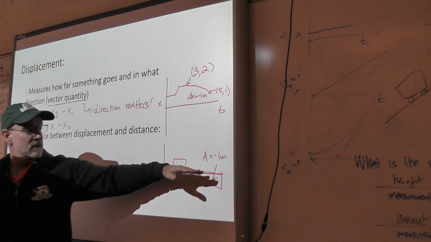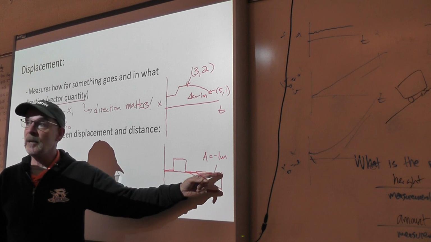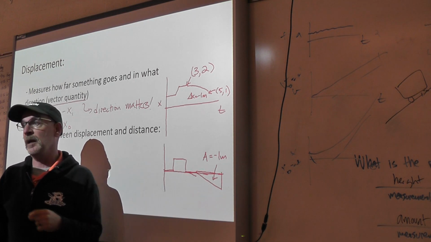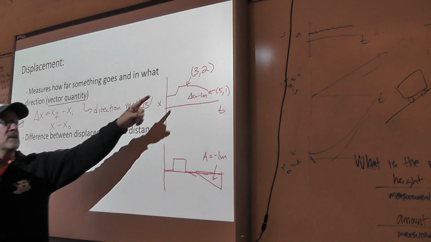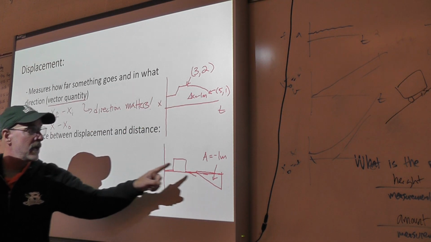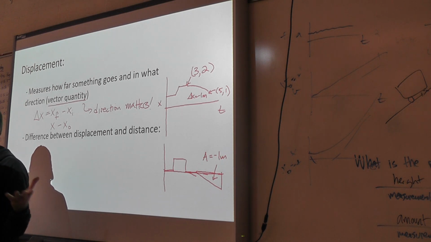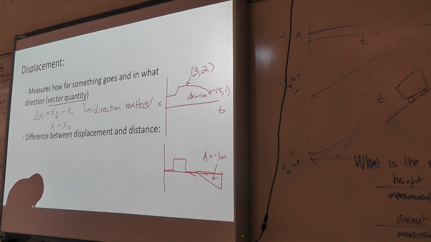That's going to be the base, which is 2 seconds, times the height, which turns out to be -1 meter, divided by 2 because it's a triangular shape. We can find displacement this way, or just by using this formula. So that's 3 ways that we can find displacement right off the bat.